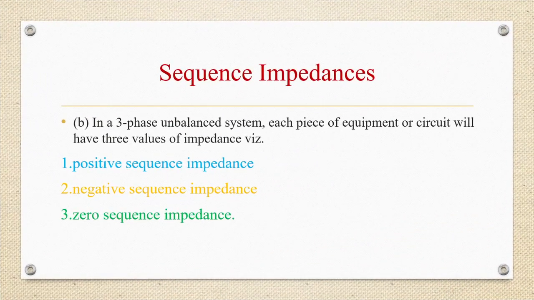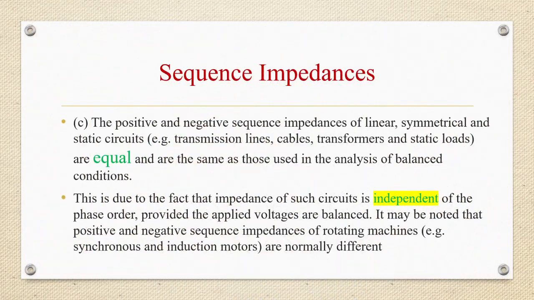Now let us see the unbalanced system. In a three-phase unbalanced system, each piece of equipment or circuit will have three values of impedances, namely positive, negative and zero sequence impedance. We have to calculate in an unbalanced system these currents separately. Okay, three values of impedances separately.